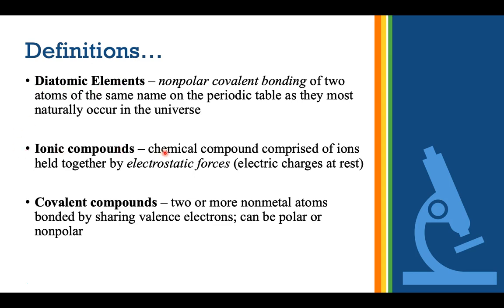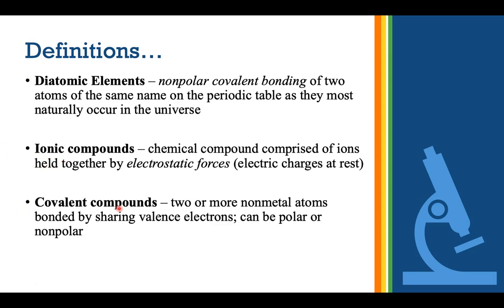Ionic compounds are chemical compounds comprised of ions held together by electrostatic forces. These are electric charges at rest. They are at rest because an electron has been completely transferred to another atom, okay? And what happens then is the atoms are converted into ions. Ionic compounds are from ions. They are not atoms. If they were to split, they would become ions. They are no longer atoms when they are in ionic compounds, okay?